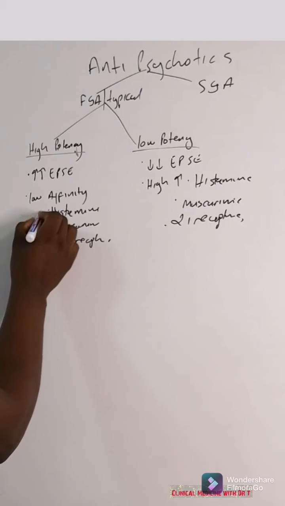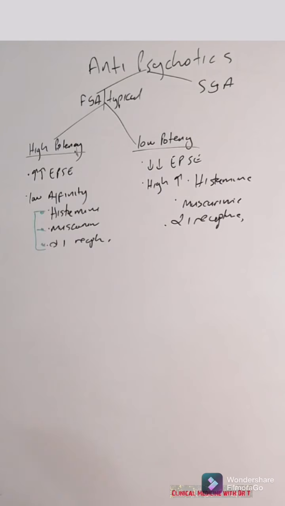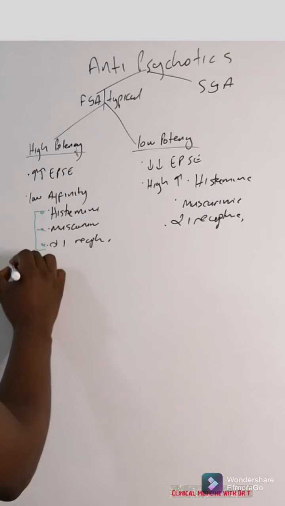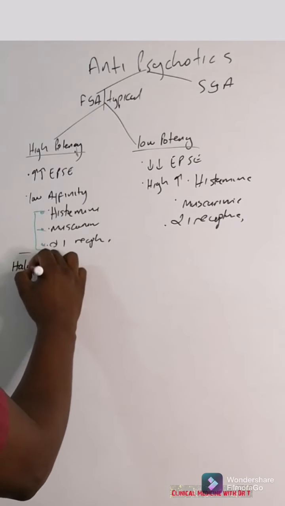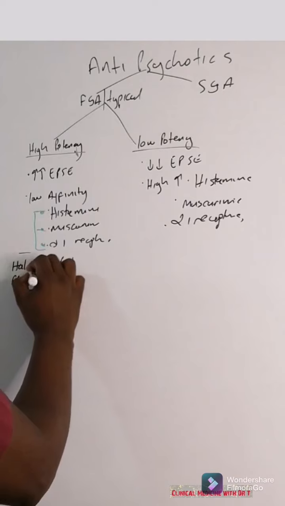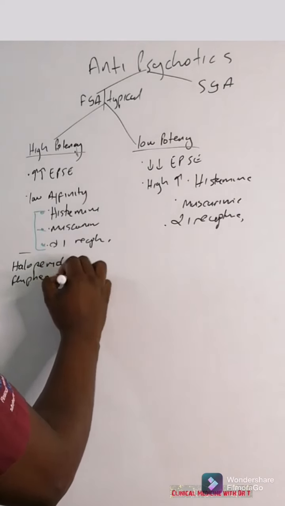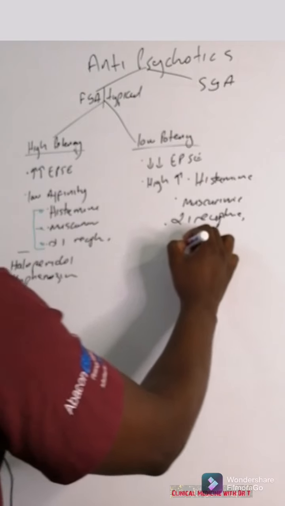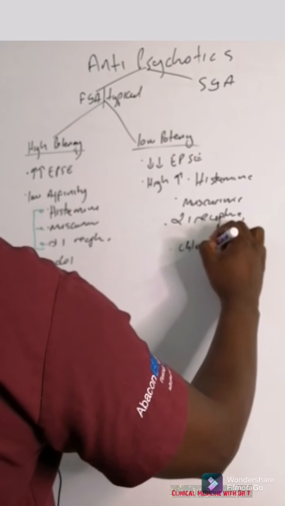You see, these three receptors are not dopamine receptors. So on top of antagonizing dopamine 2 receptors, they also block histamine, muscarinic, and alpha receptors. We did mention that the most common drug on this side is haloperidol. On this side, the most common drug is chlorpromazine. There are others as well.